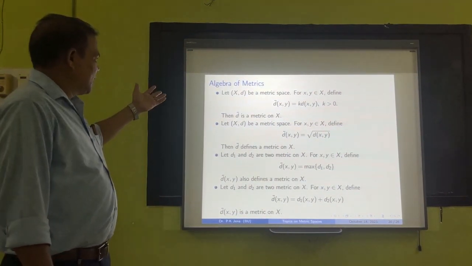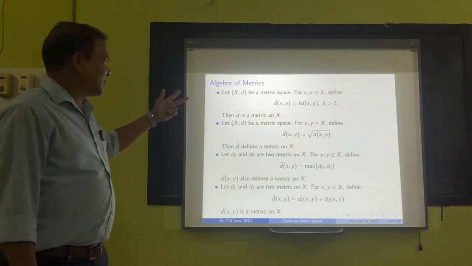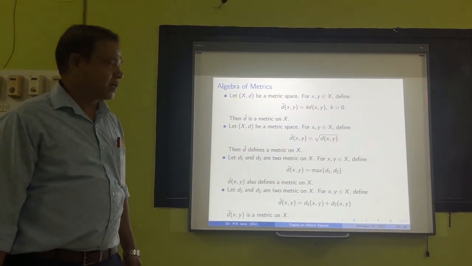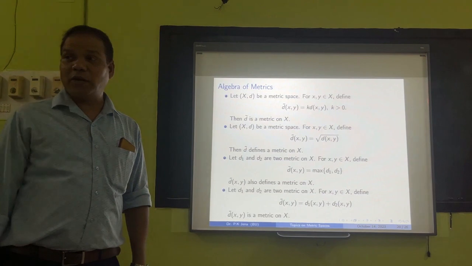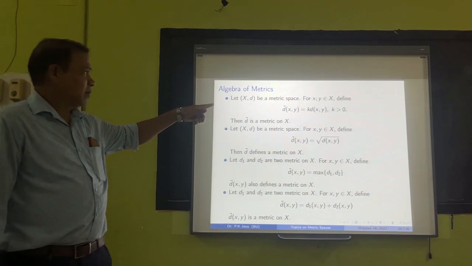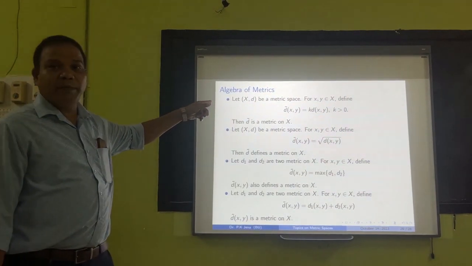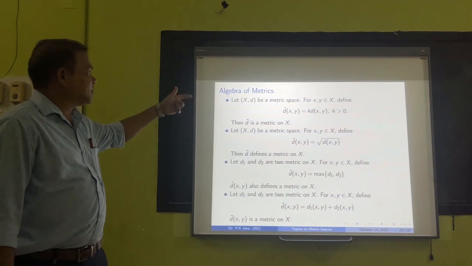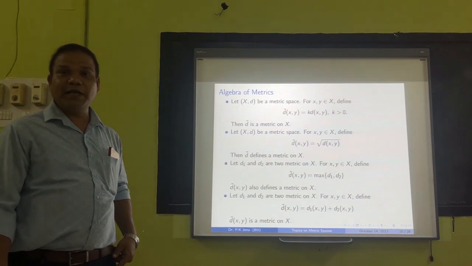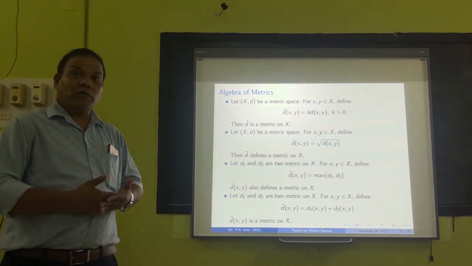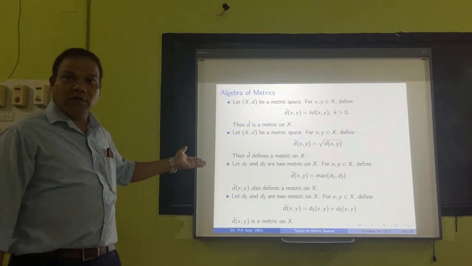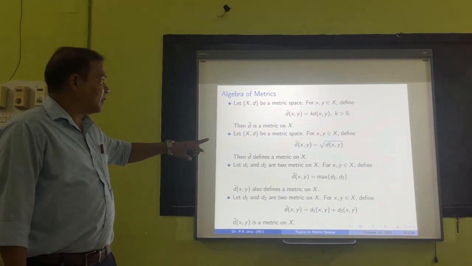Quite an interesting property. Let (X, d) be a metric space. For all x, y belonging to X, if you define d tilde of (x, y) as k into d of (x, y), where k is greater than 0, the important part is that we are multiplying by a positive real number. It will also be a metric on any non-empty set X. Similarly, the square root of d of (x, y): if d of (x, y) is a metric on X, will the square root of d form a metric? Yes, the answer is yes. It will be a metric on X. You can easily verify the 4 properties.